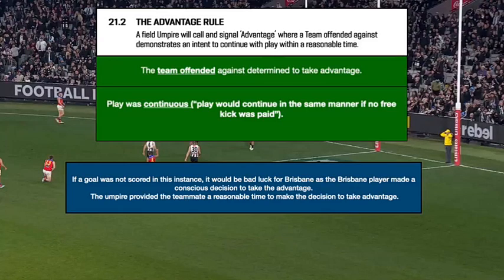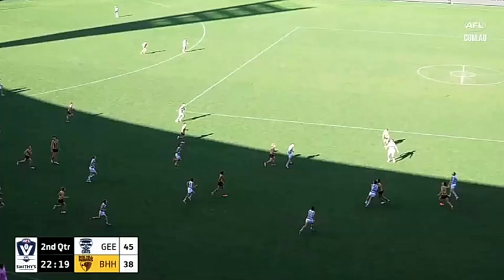The umpire provided the teammate a reasonable time to make the decision to take that advantage. So if they missed it, it's bad luck. It'd be all clear for one behind.